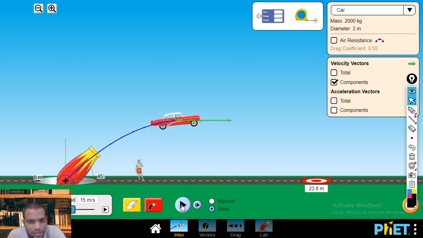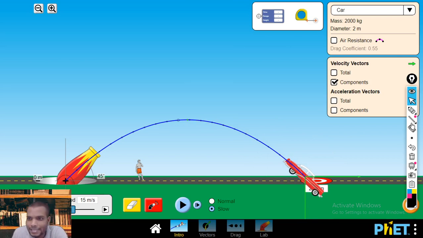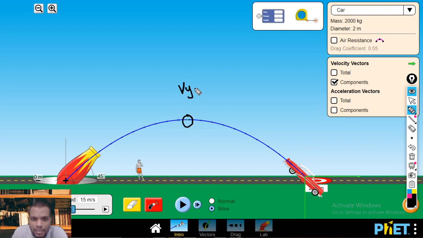But throughout the motion, the horizontal component of velocity remains constant. It means that acceleration due to gravity does not affect the horizontal component of velocity. A very important point: at the maximum height of the projectile, the vertical component of velocity is equal to 0.